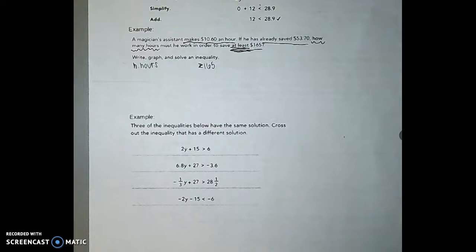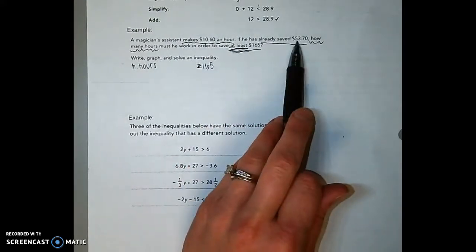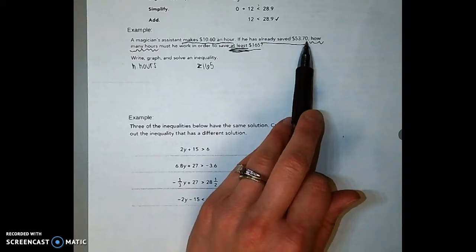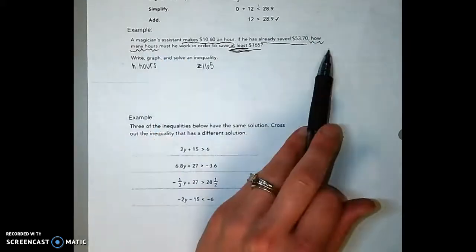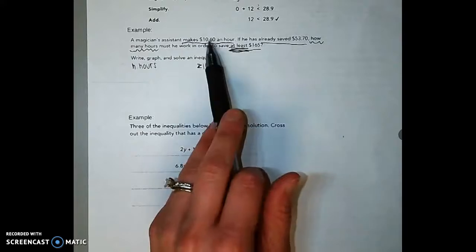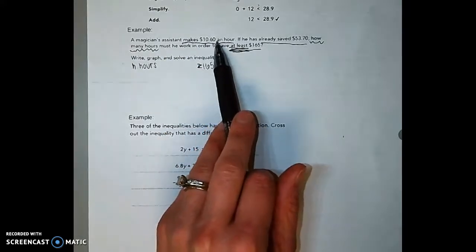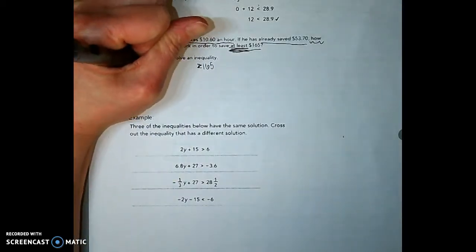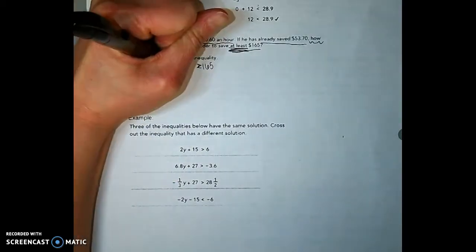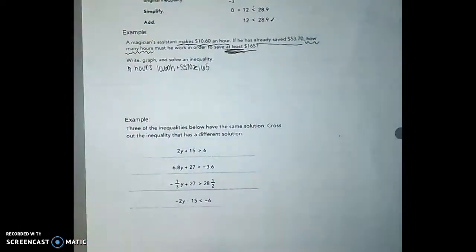Now notice what makes up that 165. We have the 10.60 an hour and then the 53.70 that he already saved. So this 53.70 isn't going to be multiplied by the number of hours because it's a flat amount that he already has. 10.60 does need to be multiplied by the h because it's 10.60 for every hour he works. So our inequality is going to be 10.60h plus 53.70 is greater than or equal to 165.